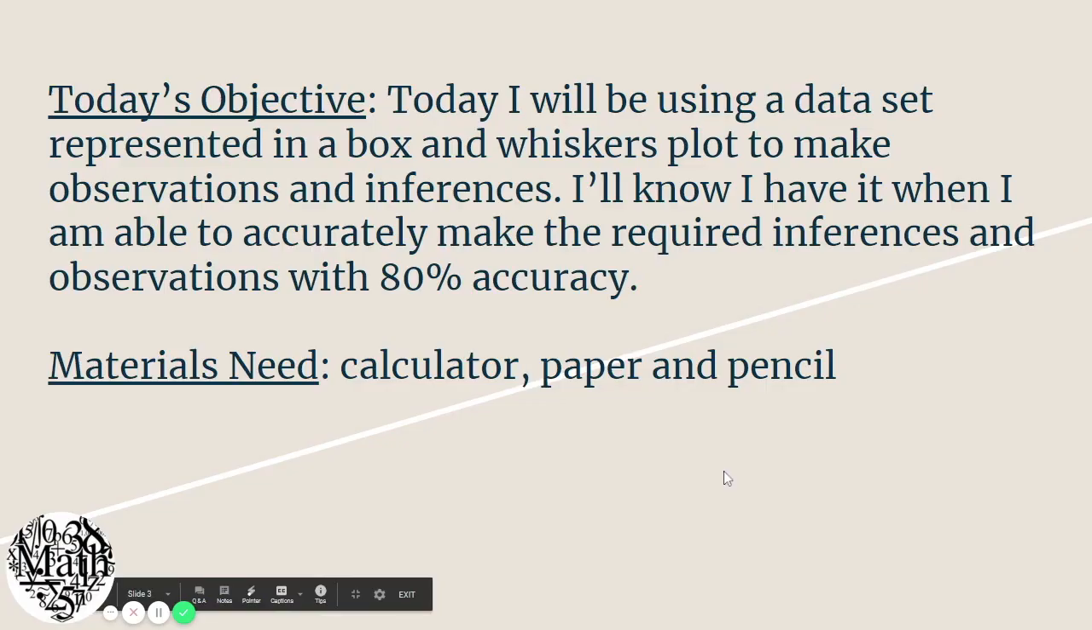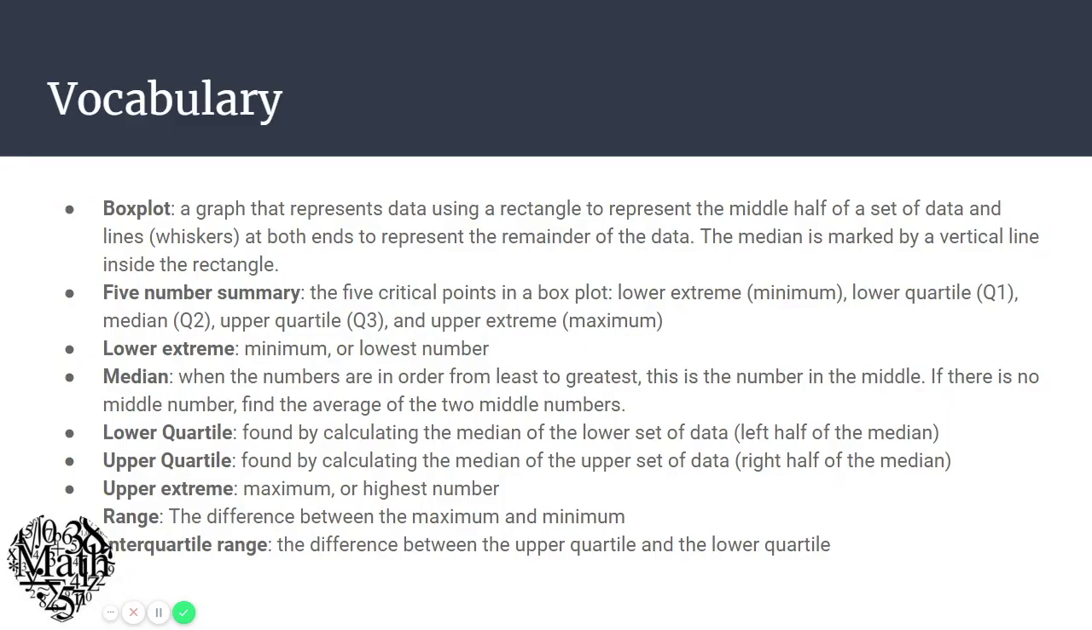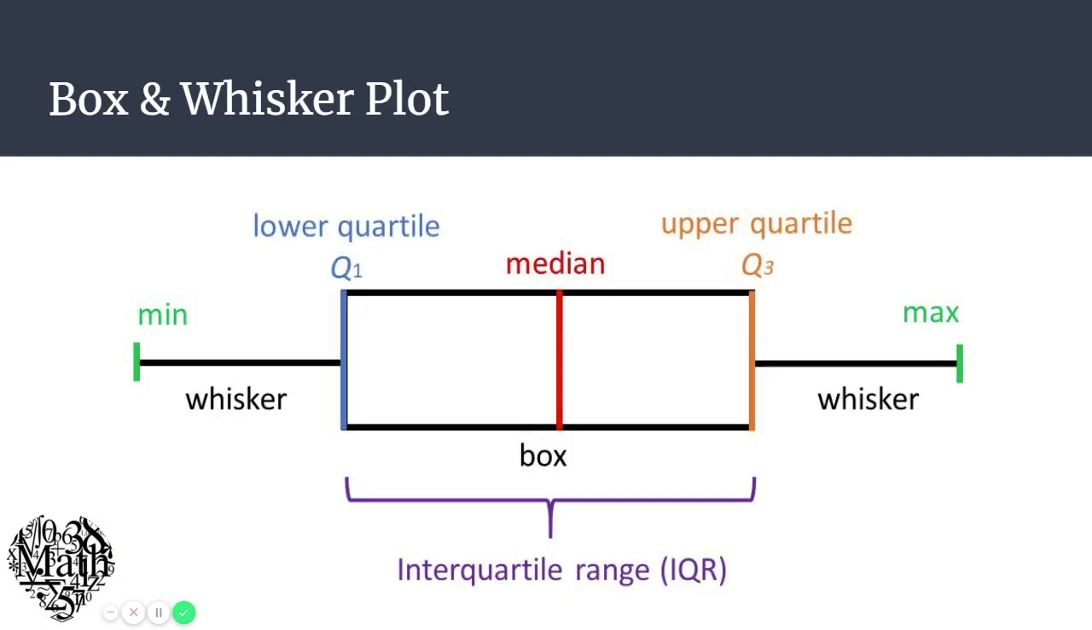Today's objective is the same as yesterday. We're going to make observations and inferences about data that is displayed in box and whisker plots. You will need a calculator, paper, and pencil. As a review, here is the vocabulary. Also as a review, here is a pictorial representation.